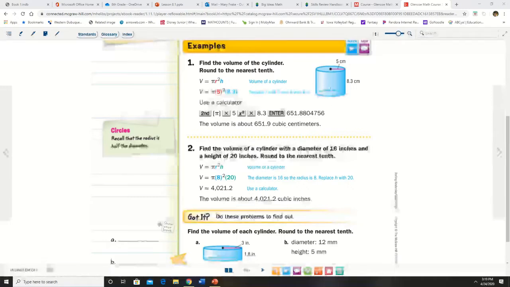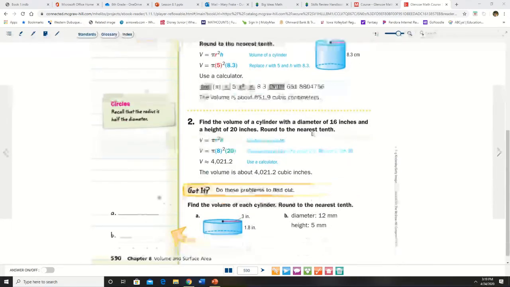The reason for this is because it's a three-dimensional shape and volume is always cubed. Some of you may be asking, could we put cm and then a 3 with it? Yes, you could. So you could have 651.9 cm raised to the third power, which also means cubic centimeters.